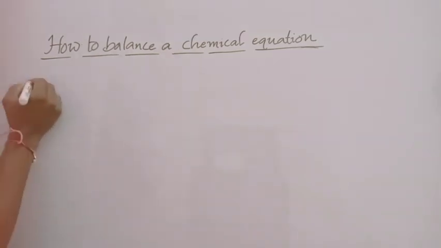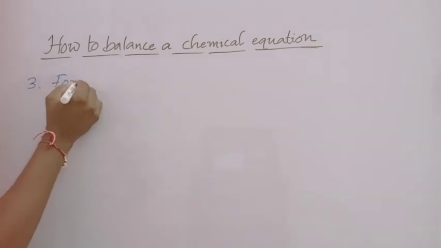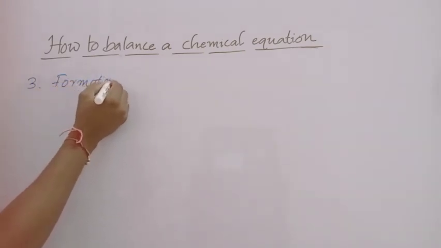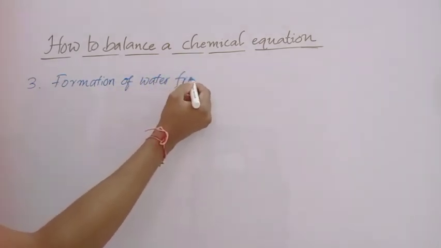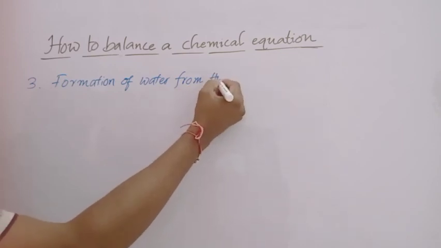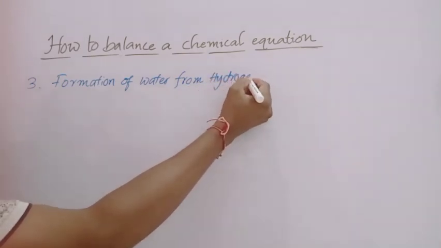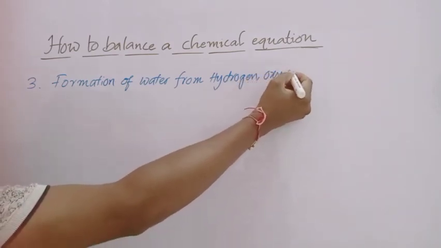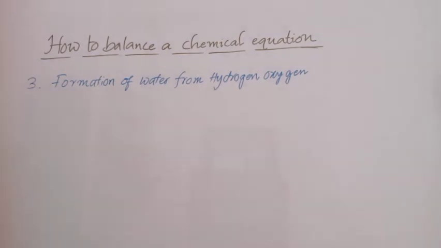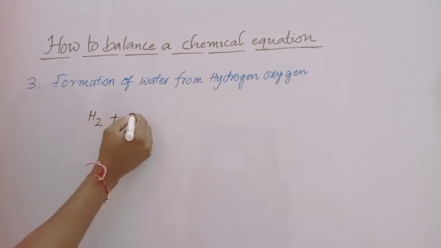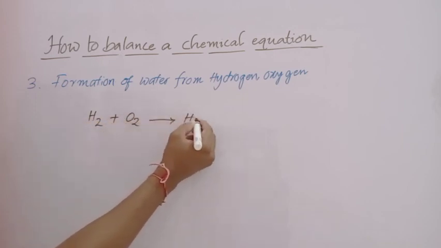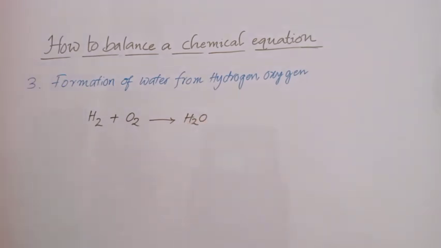The third example is the formation of water from hydrogen and oxygen. How do we generally get water from hydrogen and oxygen? What is the reaction here? The simple formula of hydrogen is H2 plus oxygen O2 gives water, H2O. This is the way water is generally formed.